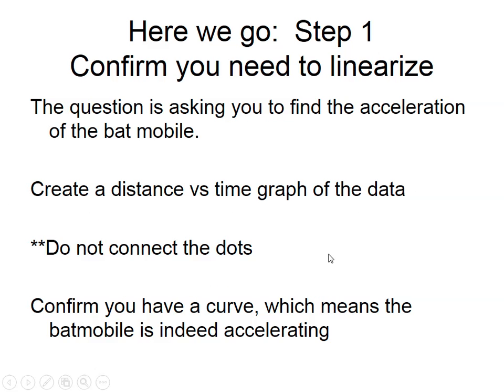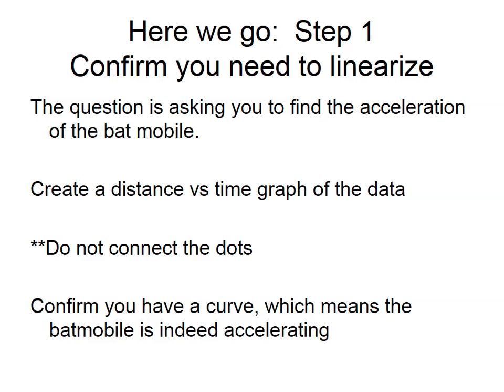All right, so how do I linearize? Confirm you need to linearize. The question is asking you to find the acceleration of the Batmobile. When it asks you to graph something, you use the data that's given to you. You create a distance versus time graph of the data. Don't connect the dots. We're going to confirm that you get a curve.